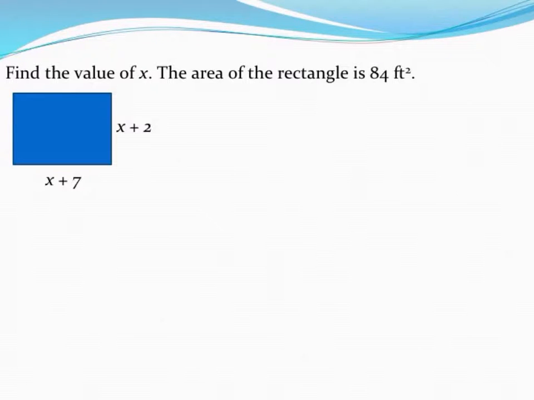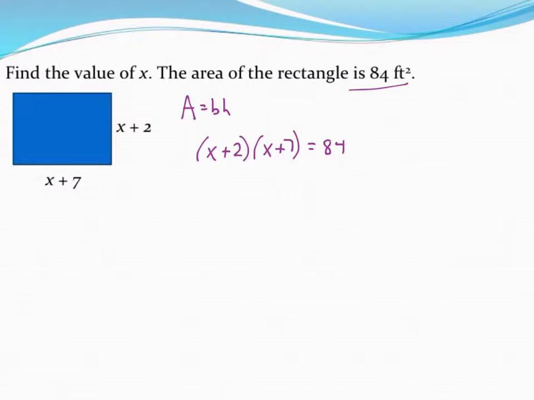We can use quadratic equations and factoring to find the dimensions of a rectangle if we know its area. So we're given a rectangle right here and we know its area. Our sides are labeled x plus 2 and x plus 7. You guys recall from geometry that to find the area of a rectangle, it's base times height. So I know that this rectangle has a base and height of x plus 2 and x plus 7. So I'm going to multiply those together and set it equal to my area, which is 84.